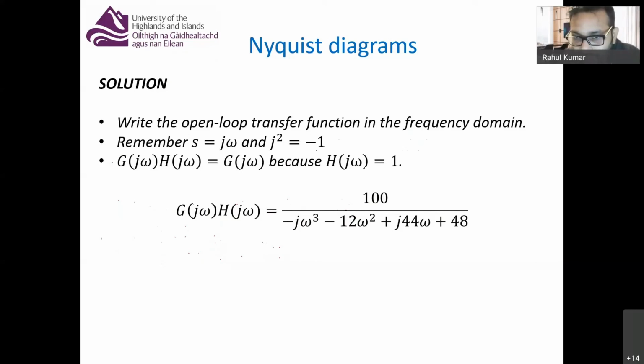I have first calculated the open loop transfer function. H of S is 1, so this is actually your G of S. And instead of S, I have replaced it with J omega. And we all know that J square is minus 1, so wherever you get J square, you can replace it by minus 1. Okay, so this is my open loop transfer function in the frequency domain.